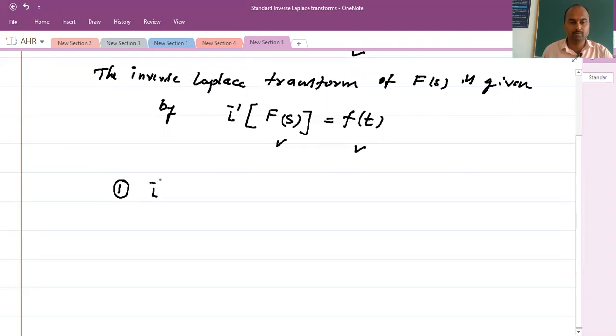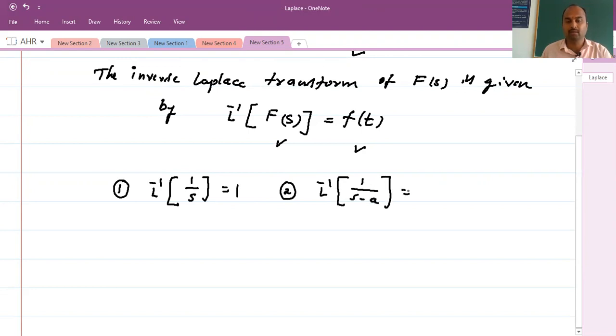First one, the inverse Laplace transform of 1 by s will be 1. Second one, the inverse Laplace transform of 1 by s minus a is e to the power of at. Third one, the inverse Laplace transform of 1 by s plus a, that is e to the power of minus at.